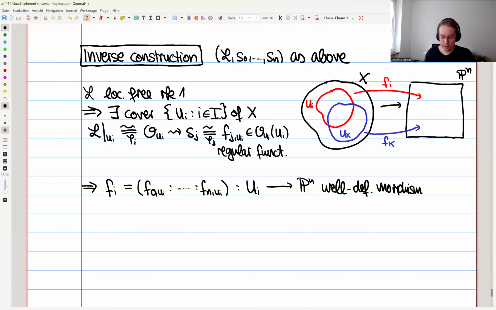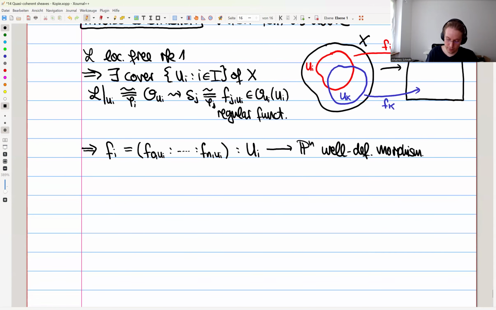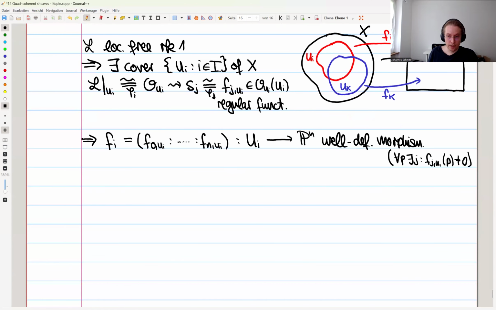So we have already seen back in the days that if you have n+1 regular functions, then this defines a map to Pn. So we have used this several times. And this is well-defined because for all p, there exists a j such that f_j(u_i)(p) is not equal to 0. Okay, so we do get things on this open cover, and now we just have to check that these glue together to a nice function to Pn.